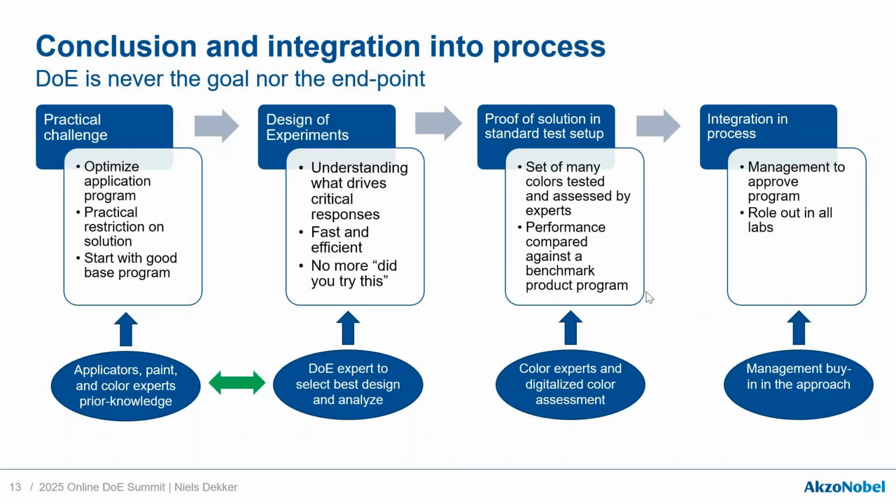The program needs to be approved by the management, by the product managers, and by the project managers, and then the program will be rolled out. The application program will be rolled out in all labs. And to do that, you also need some buy-in from the management in the approach that you followed. So just teaching our researchers, our chemists and physicists about DOE is typically not enough. You need to get that the way of experimenting is supported and that they don't ask for endless amounts of samples to show something that can be done much more efficiently.